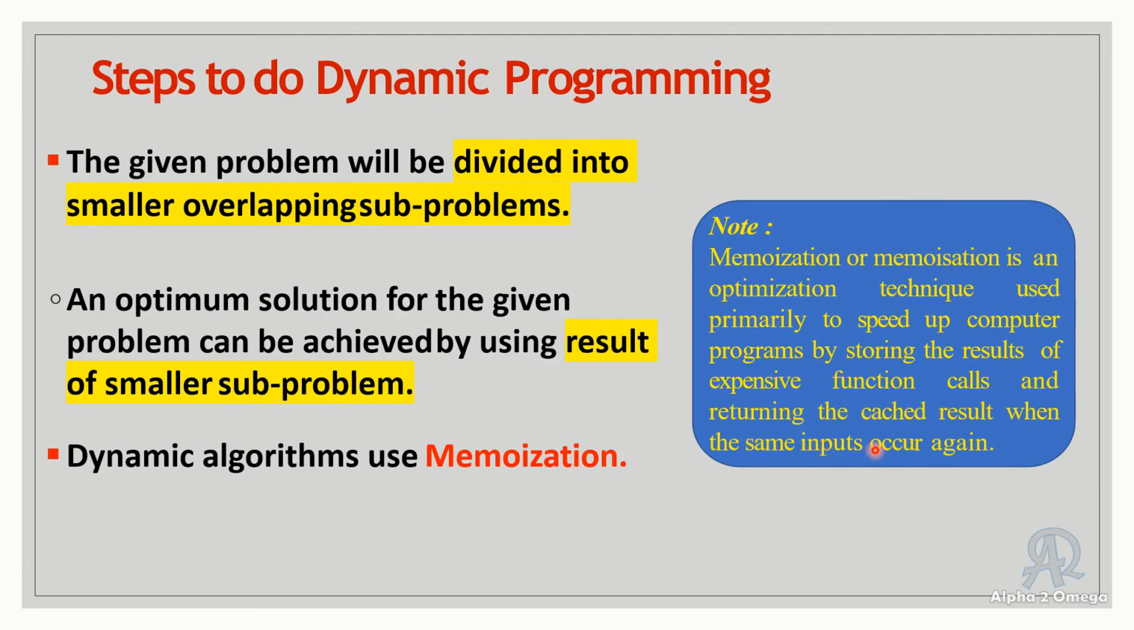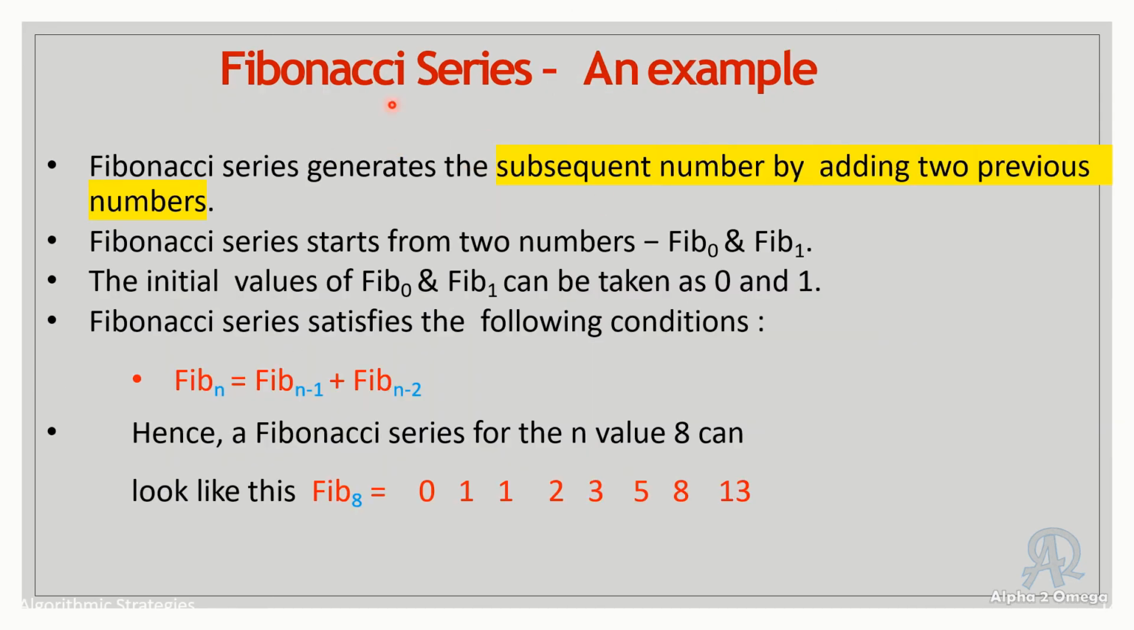Okay, right? எப்போ எதுக்கு யூஸ் ஆகுது? When the same inputs are going to occur over and over again. For that particular thing only this technique is used. Now an example, as I told you, Fibonacci series is given. So what is the meaning of Fibonacci series? They have given here subsequent numbers by adding two previous numbers.